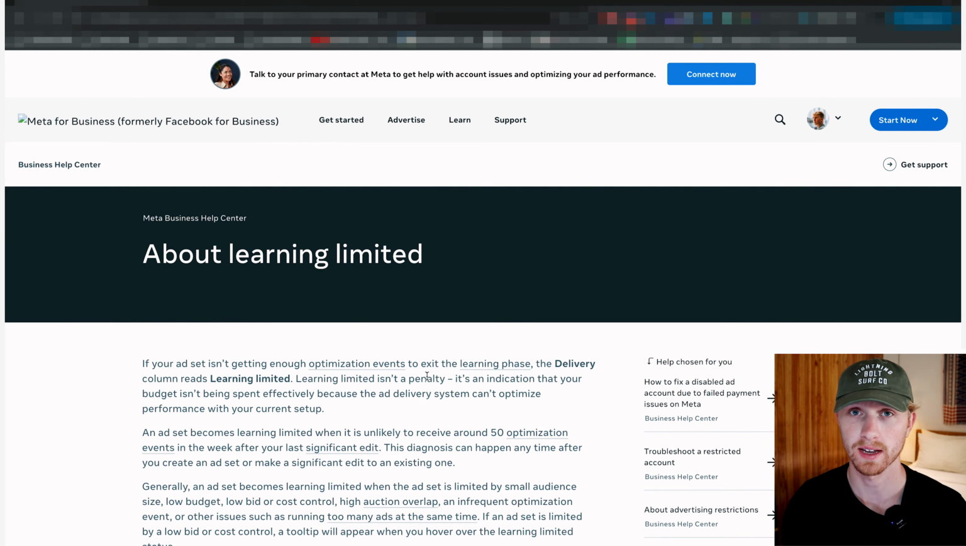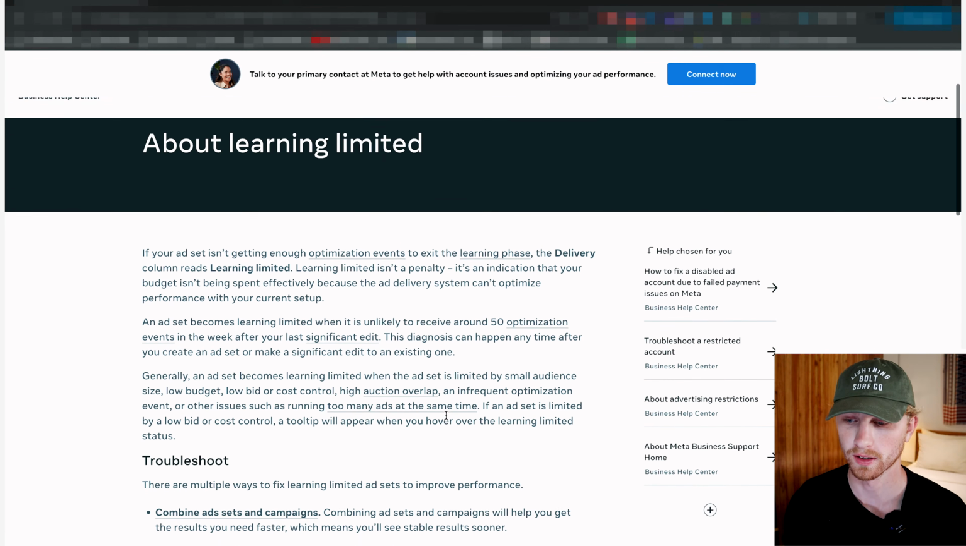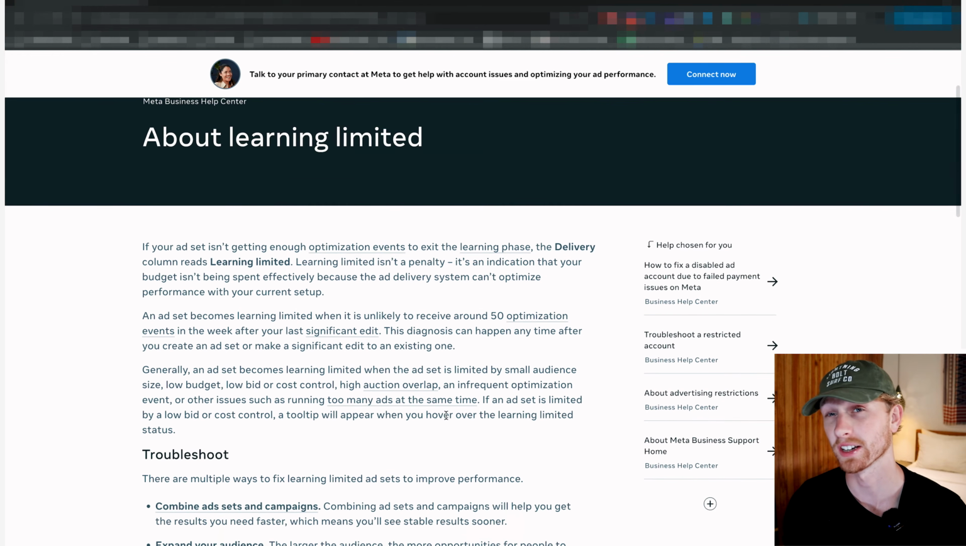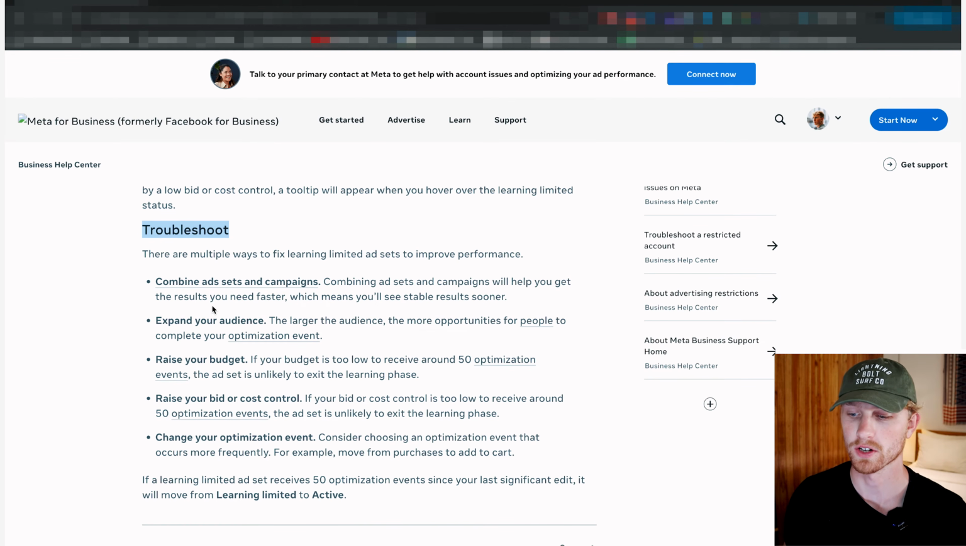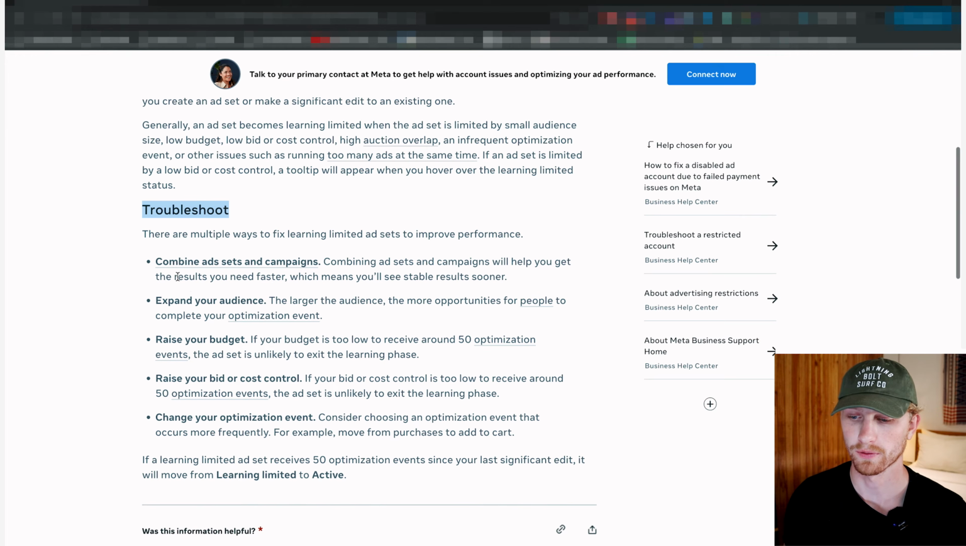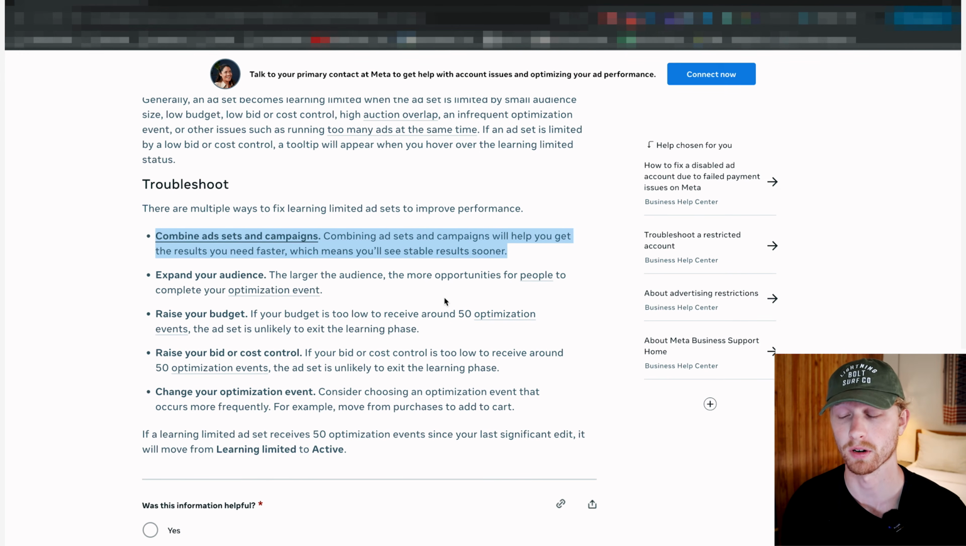So if you have an ad set that is in learning limited, or you can see that it's still in the learning phase, there is something you need to consider here, because there's some stuff in the help section from Meta that I actually disagree with. As you can see on the troubleshoot section for the information about learning limited, they give you a few recommendations of how you can actually improve the performance to get out of the learning limited or the learning phase. The first one they talk about is combining ad sets and campaigns. So simply consolidating in your ad account, using the budget that you're already spending in your account, but on fewer variables, so that you have a better optimization process per ad set.